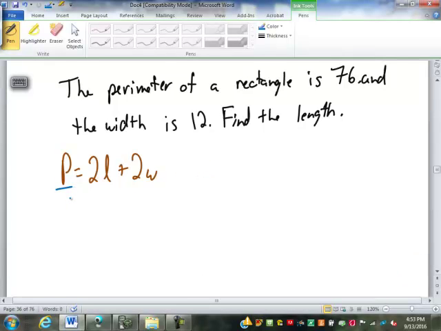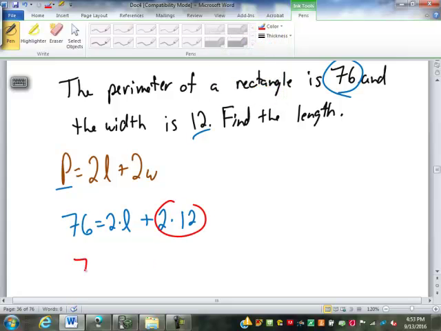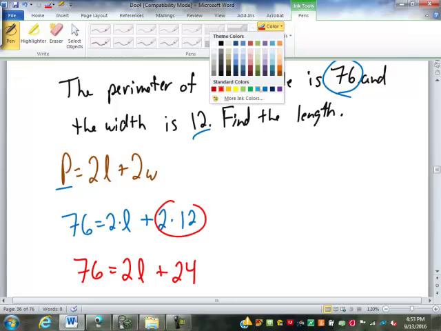So, do we have a number to put in for P? 76 goes in for P. Good. 2 times, do we have a number for L? Yes, we do. No, we don't. L is what we're looking for. Plus 2 times, do we have a number for W? That's the 12. So now we're going to combine what we can. That'll be the 2 times 12. So 76 equals 2L plus 2 times 12 is 24.